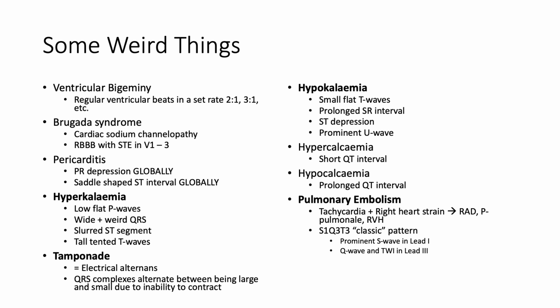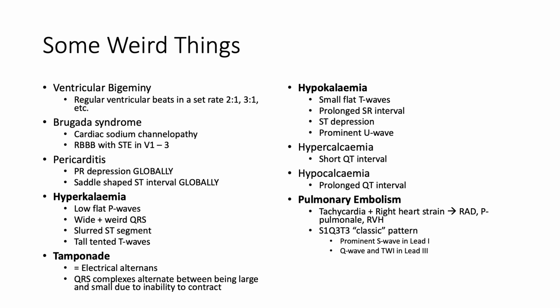These are a few extra features, which I went through a little bit. Brugada syndrome I saw written down somewhere, but I've never bothered to learn it. Pericarditis we talked about. Hyperkalemia, so you get low P's, some wide and weird QRS, slurred ST, and tall tented T waves. So if you imagine you're pulling your ECG apart and your P waves are getting shorter. I can't explain the T waves, but you'll just have to remember that.